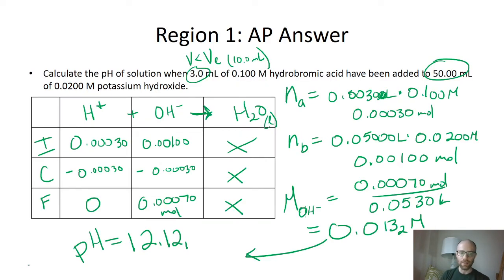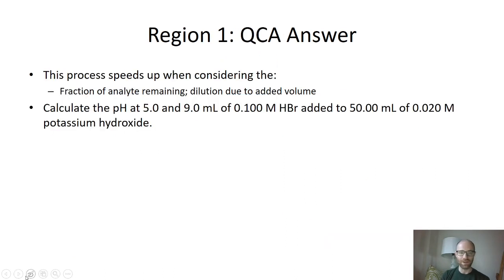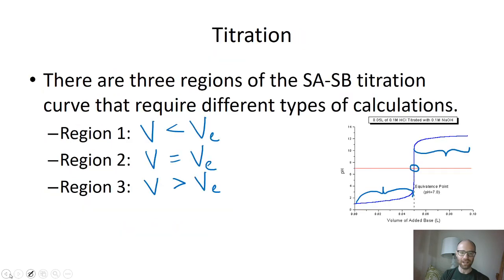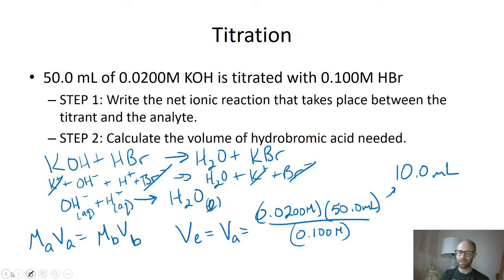So as we continue on, the pH should go down until we get to the equivalence volume. But we can probably speed up this process considering two factors: the fraction of analyte remaining and the dilution due to the added volume. So looking at these numbers, we might be able to reason out something simpler. If you notice, we've got a 3 here, and there's a 3 here in our acid. And there's a 1 here, and I don't see any 1s in the base data, but I do remember if we go back to our equivalence volume, that was 10 milliliters.